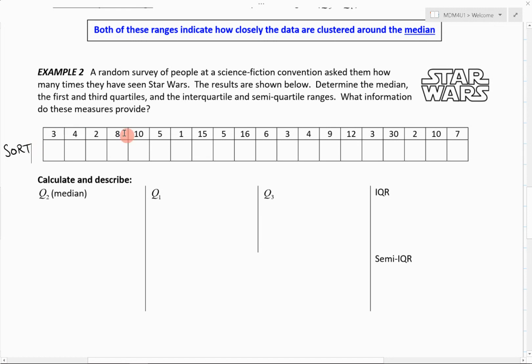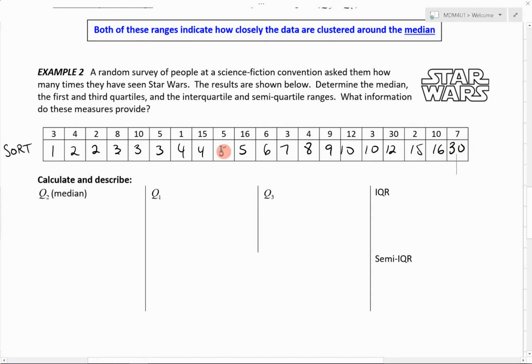If you put this in order first, pause the video, put them in order yourselves first, and I'll put them in order myself next. And if you want, you can pause again just to make sure your values are correct. So here are the values: 1, 2, 2, 3, 3, 3, 4, 4, 5, 5, 6, 7, 8, 9, 10, 10, 12, 15, 16, and 30.